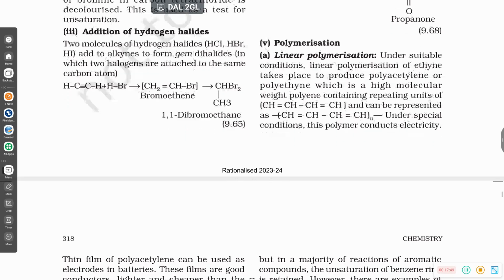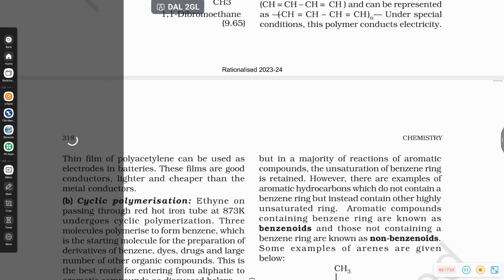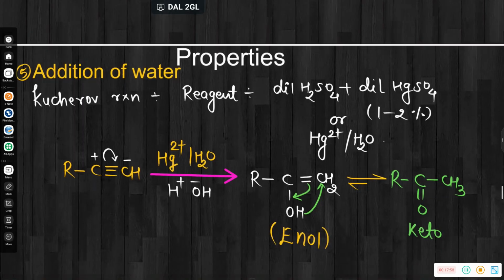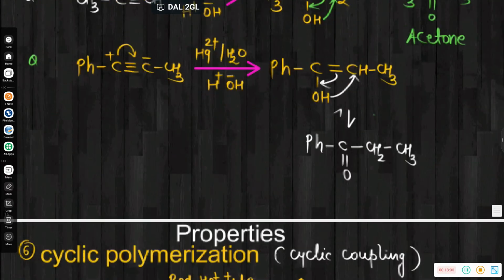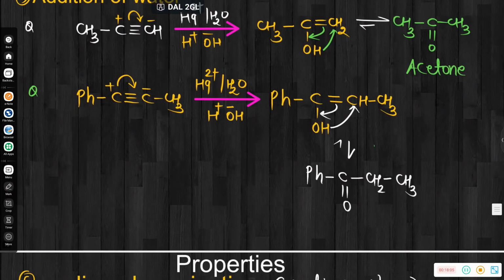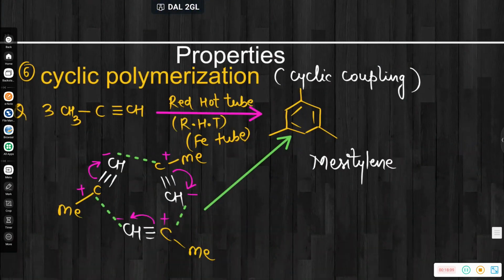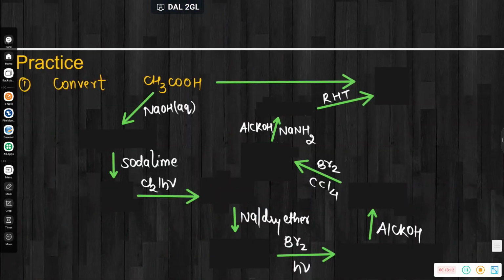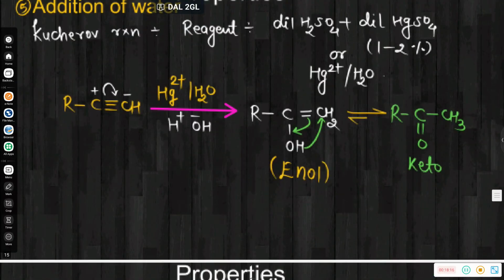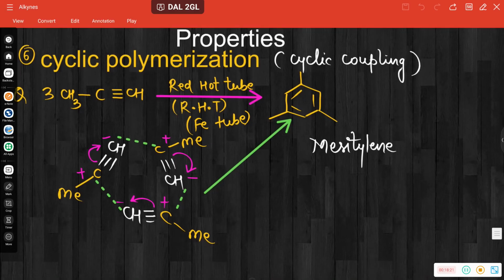The reaction is not given, but you see here how it is formed. Polymerization. Okay. Next, cyclic polymerization.